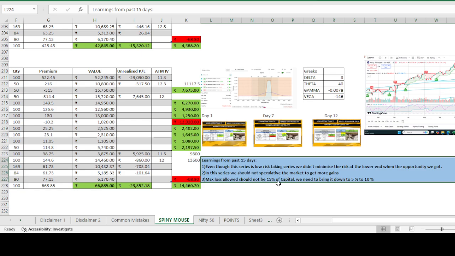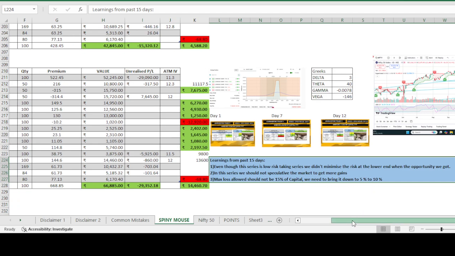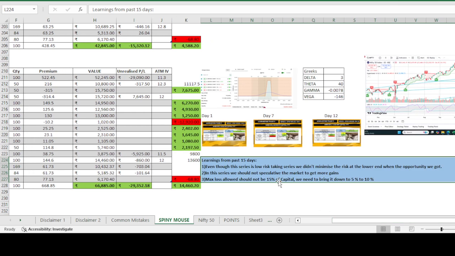Max loss allowed should not be 15% of capital. We need to bring it down to 5 to 10%. It means we should not keep 15% as the max allowed loss, because if we do so and we lose 2 times continuously, our game will be over, the series will be over, because 15 plus 15 is 30k, then the series will end. So that is not the right way.